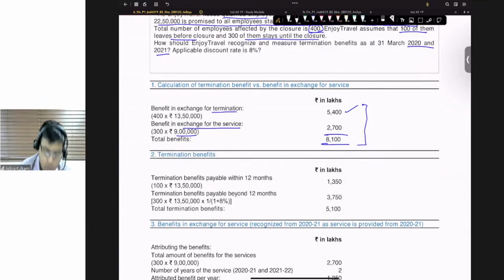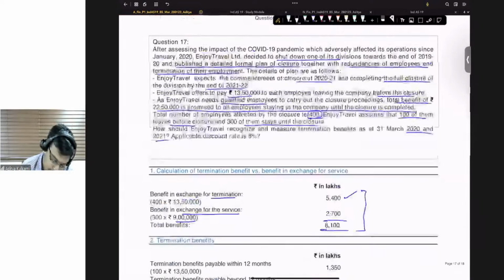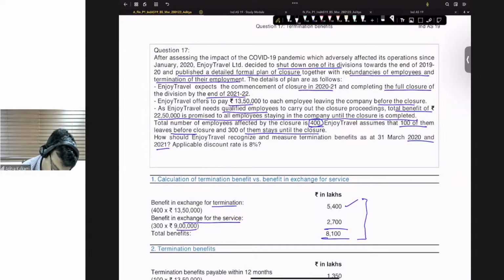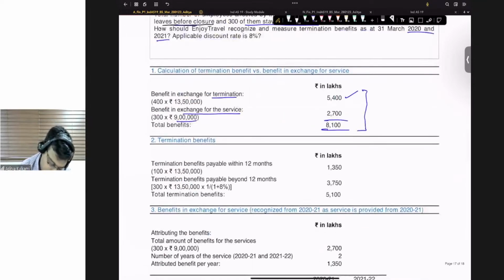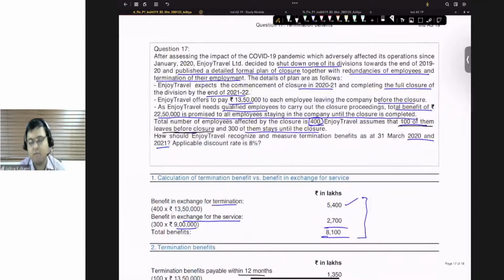Termination benefits payable within 12 months. Look at what they have said, 100 employees. See, when it decided in 2020, expects commencement in 2021, and assumes that 100 of them will leave before the closure. So they will finish in 2021 itself and leave before 22. So therefore within 12 months, 100 employees into 13 lakh 50, so 1350. The remaining 300 will stay to perform the closure and then leave. That means they are leaving after 12 months.